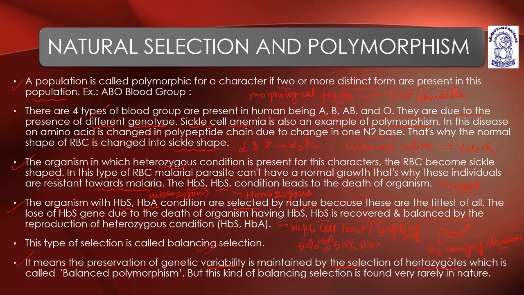So heterozygous conditions can maintain the variations, they can maintain the hybrid vigor in the coming generations, which is called balanced polymorphism. But this kind of balancing selection is found very rarely in nature. So this is all about natural selection and polymorphism. I will also tell you about the Hardy-Weinberg principle, which tells us that the sum total of all the alleles, meaning the gene frequencies in a given gene pool, remains constant.